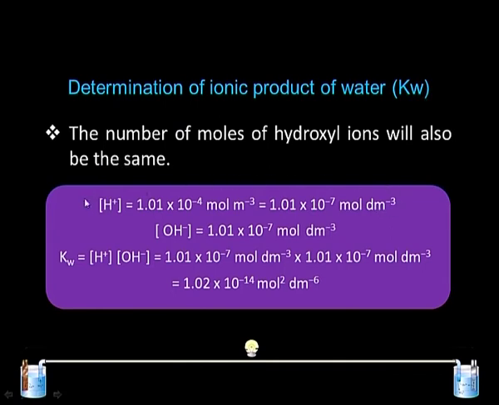As we know, the concentration of H plus and OH minus has to be equal in water. So, we can put these values in and we get the ionic product of water, which is 1.02 into 10 raised to minus 14, which matches very well with the literature value.